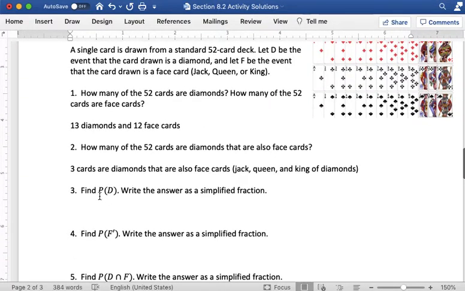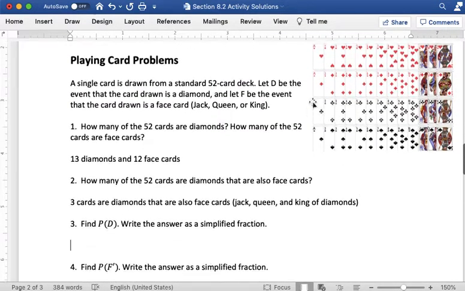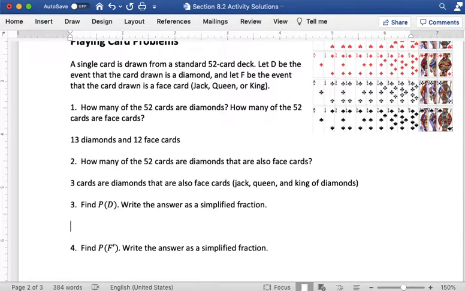Question 3 says find the probability of D. So D is the event that the card drawn is a diamond. What is the probability of drawing a diamond? Well, we know that there are 13 diamonds out of the total of 52 cards. So 13 divided by 52. And then we want to write our answer as a simplified fraction. We know that 13 times 4 is 52, so I can divide both numbers by 13 and get 1/4.